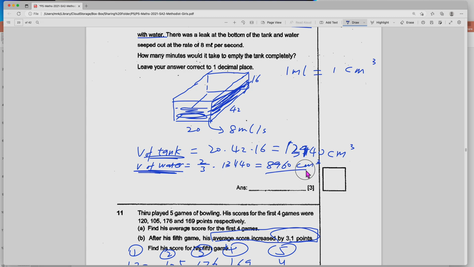So therefore, you convert the water to milliliter, which will be 8960 milliliter. Why do I do it for the water? Because the water is leaking, not the tank. The water is leaking out, not the entire tank, right? So in 1 second, 8 milliliter goes out. So how many minutes would it take to empty the tank? They ask for minutes. So you use 8960 divided by 8. What do you get?